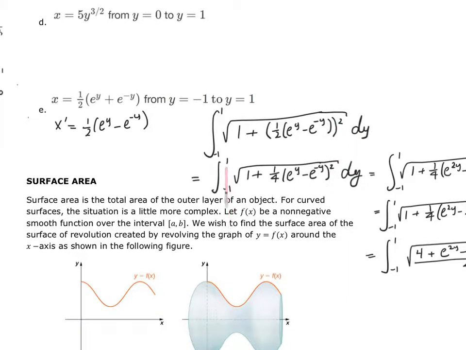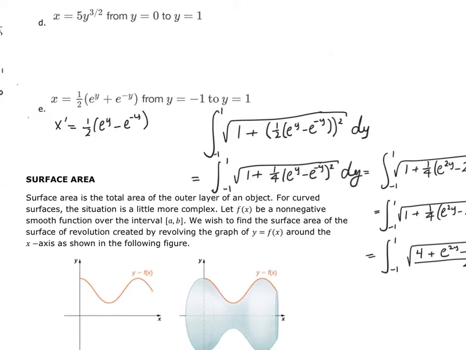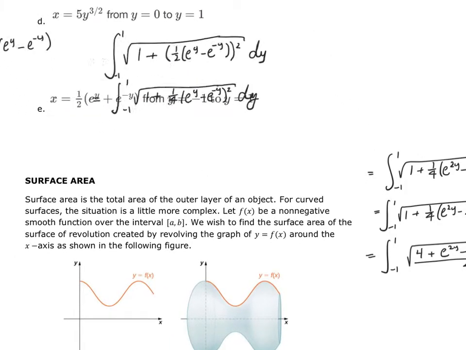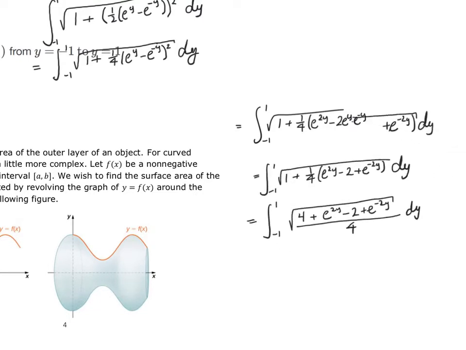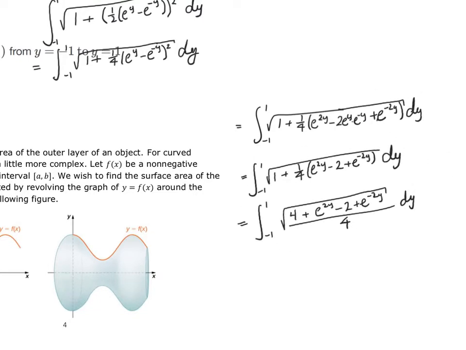So from -1 to 1 of 1 plus, and I'm going to square 1/2, so I get 1/4. Then I haven't done anything here. All I did was I squared the 1/2 to get 1/4, and I left the other part squared so you can see the steps that I'm doing. Now, when I went over here, I went ahead and multiplied out the e to the y minus e to the negative y, squared.